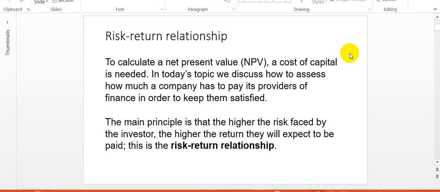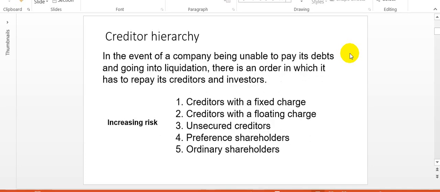So in this lesson, we're going to discuss how to assess how much a company has to pay its providers of finance in order to keep them satisfied. The main principle is that the higher the risk faced by the investor, the higher the return they will expect to be paid. So there is a risk and return relationship between the providers of finance and those who need to borrow the finance, who will need to access the capital for their investments.